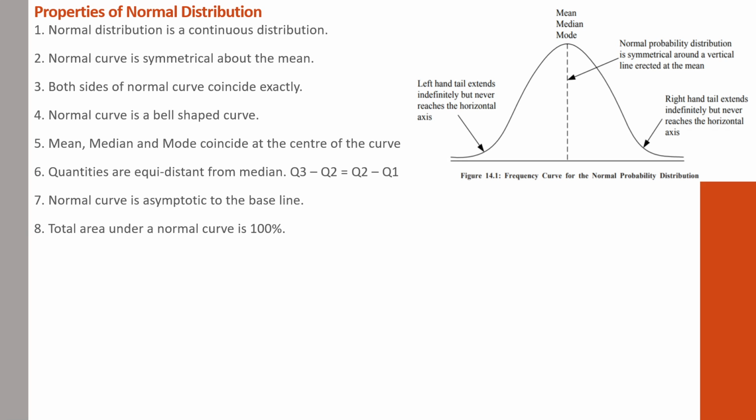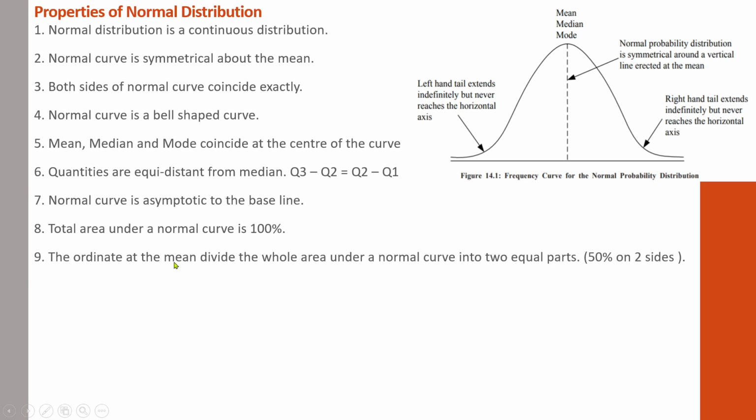The total area under the normal curve is 100%. 100% means if you take the measurement from this side to this side, you will get the value 1. 1 represents 100%. From this point to the right hand side is 50%, and from this point to this side is also 50%. If you express it in numerical terms, the entire area is 1, and this area is represented by 0.5 and here also by 0.5.